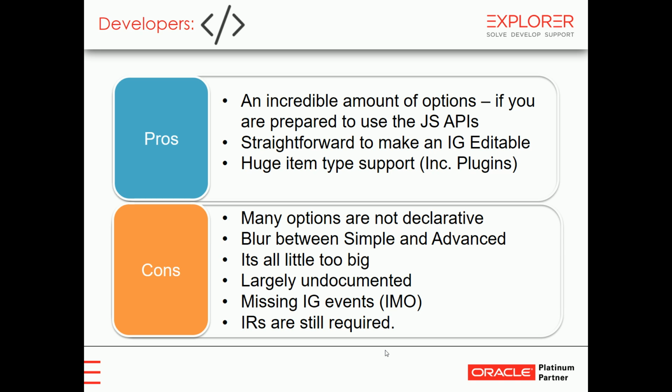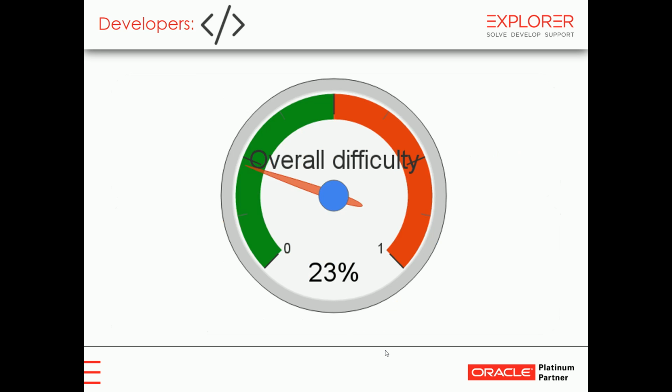It's largely undocumented. In my opinion, it's missing some of the interactive grid events, especially the before save event. So I would like to use before save to run my own validations, and only if the validations pass will I want to issue the save action. And lastly, interactive reports are still required because there is some missing functionality. Subscriptions, group by reports, pivots, they're missing.